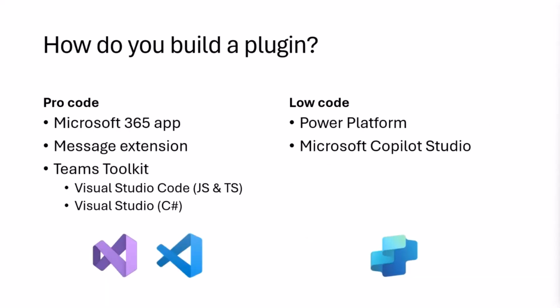So first question, how do I build a plugin? Well, again, you have two options. We have a pro code approach, and we also have a low code approach. So in the pro code side, building a plugin for Copilot, you're actually building a Microsoft 365 app. And inside that app is going to be a message extension. And you can use tooling like Teams Toolkit for Visual Studio Code and Visual Studio to build these apps with these message extensions.